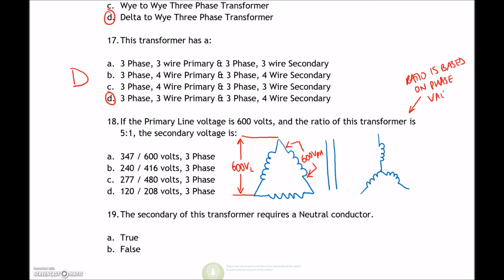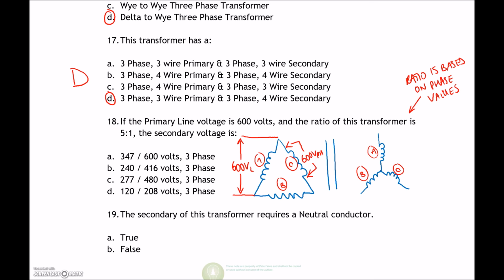So don't get tripped up throughout this test. The transfer of energy is here. Like if we say this is A, that transfers its energy over here. B transfers its energy over here. And C magnetically transfers its energy over to here. The transfer of energy is on the phase. So the ratio is on the phase as well.